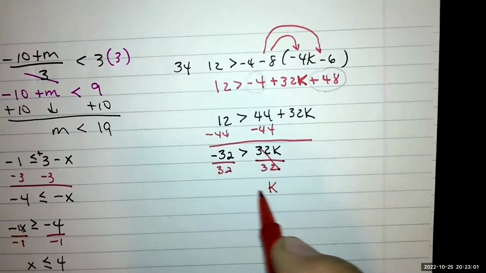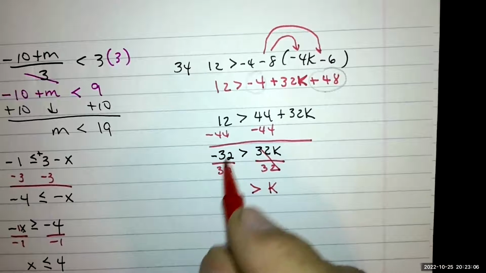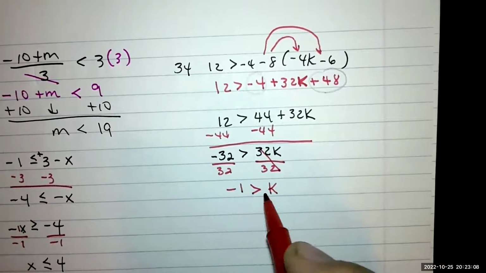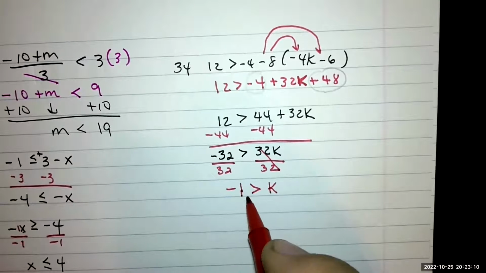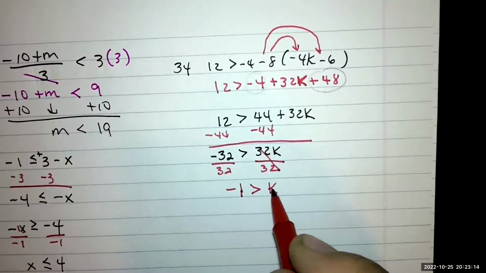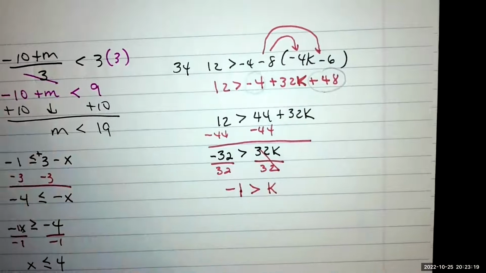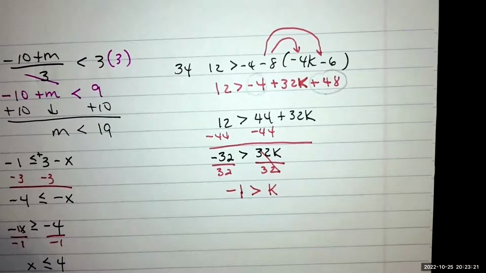So K is less, well, it's not, it's greater than, let's just wait. And -32 divided by 32 is a -1. All right, do I flip it? No, I don't have to. I could leave it like this. I just know I need to pick a number smaller than -1. So let's leave it like that and see if we can graph it correctly. So really my answer is K is less than -1.